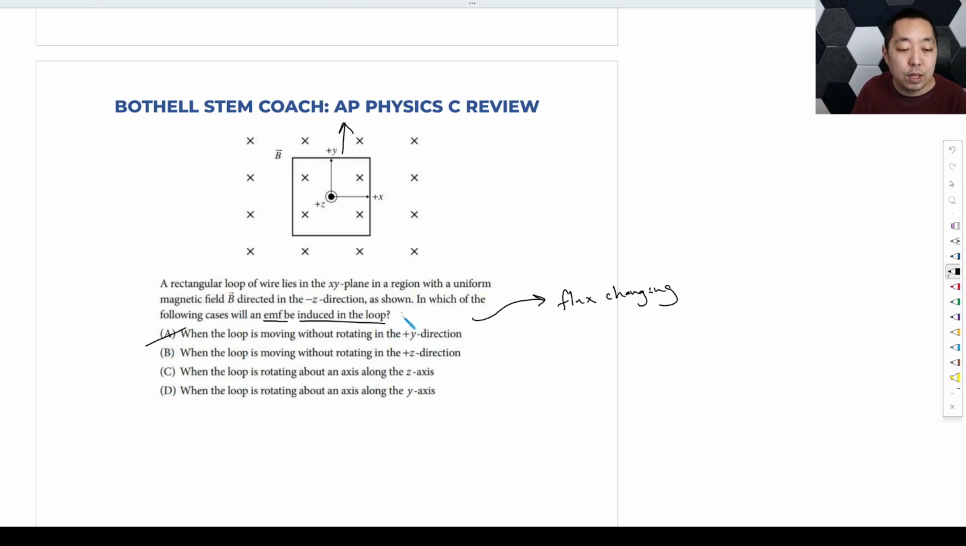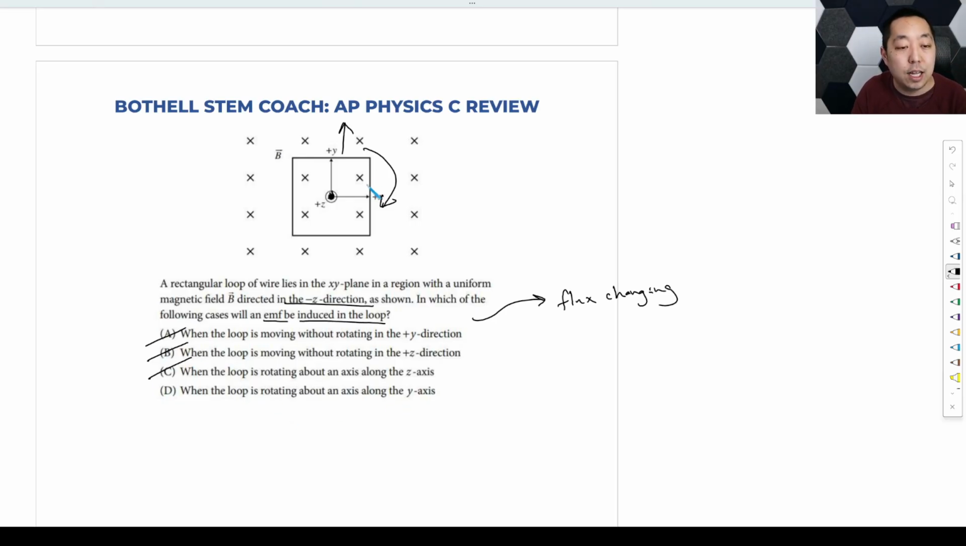When the loop is moving without rotating in the positive Z direction, again, this is a uniform magnetic field going straight up and down, so if I go in this direction, again, I'm not changing the amount of flux going through there. When the loop is rotating about the Z-axis, so here it's like spinning this way, this is the Z-axis, I'm rotating it again, uniform field, not going to be changing the flux.